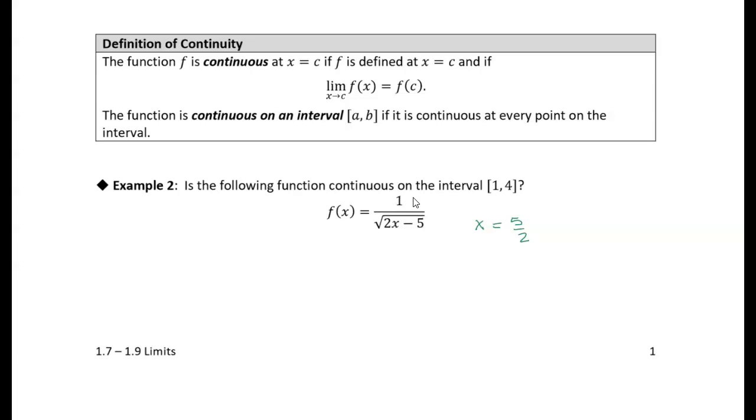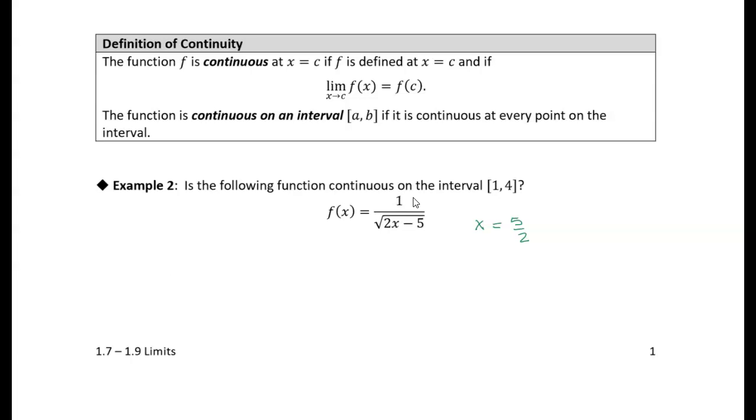And so if we try to sneak up on x equals 5/2, from either side, it's going to go off to infinity because you're dividing 1 by smaller and smaller numbers. So it's going to go to infinity. So it can never actually go there. We can never actually put x equals 5/2 in there.